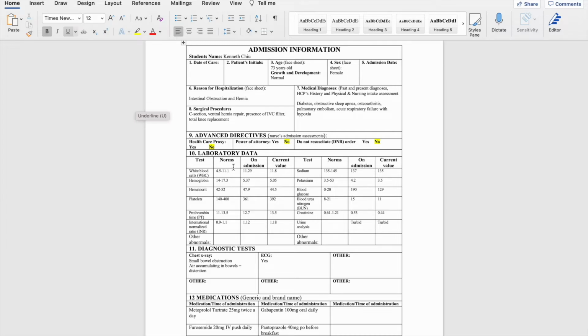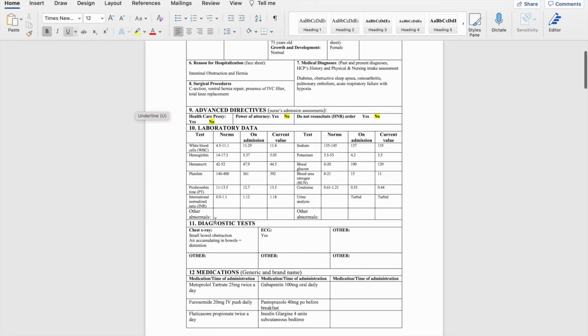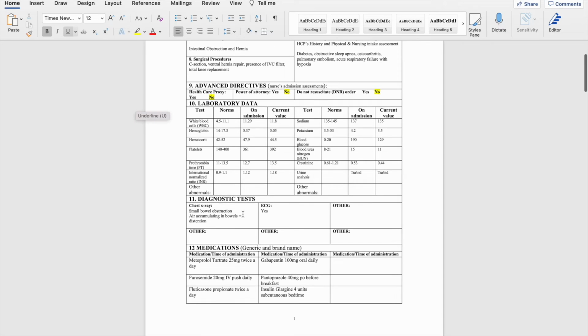You had the norms, the on admission, and the current values. This is the stuff that I filled out in the chart. I filled it out to the best of my ability. And these are just some things you can find in the chart. You could ask the nurse or your preceptor. Some diagnostic tests that this patient had. As you could see, small bowel obstructions, air accumulating in the bowels, there's distension.